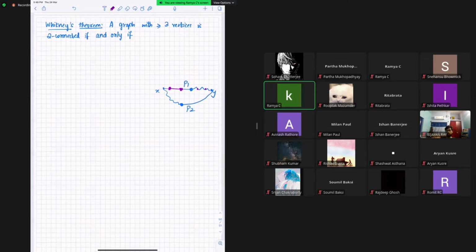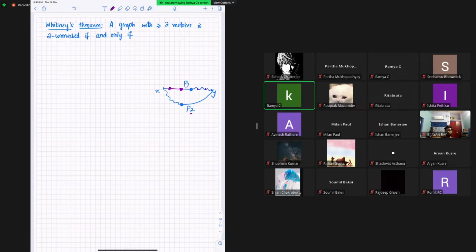No, right? Because no matter what vertices on P1 you remove, you will always find a path from x to y via P2. So there was another path that supported you in this process. But what was the property of P1 and P2 that you used?